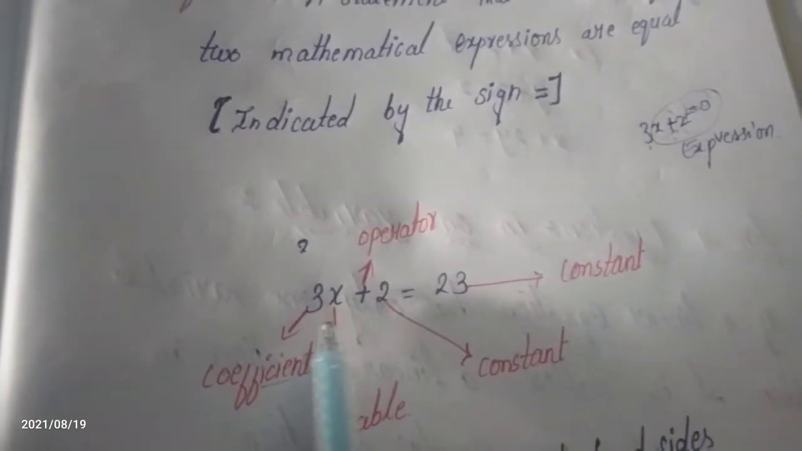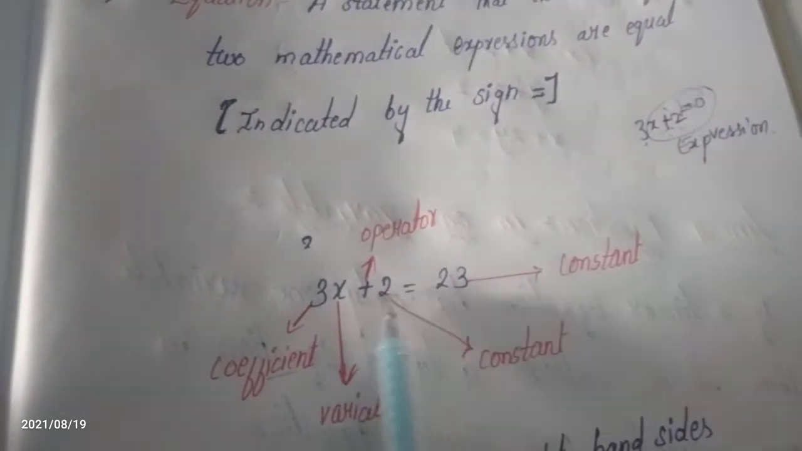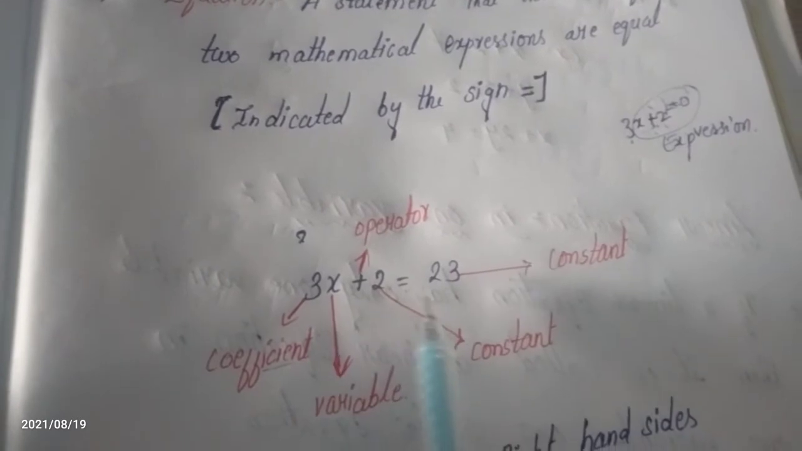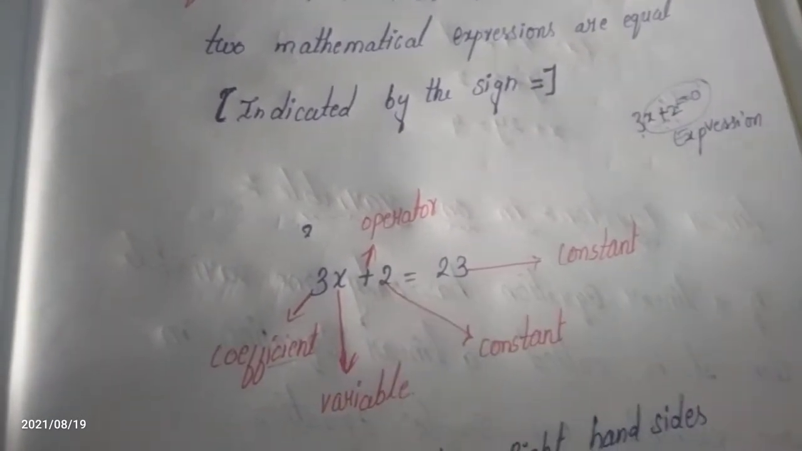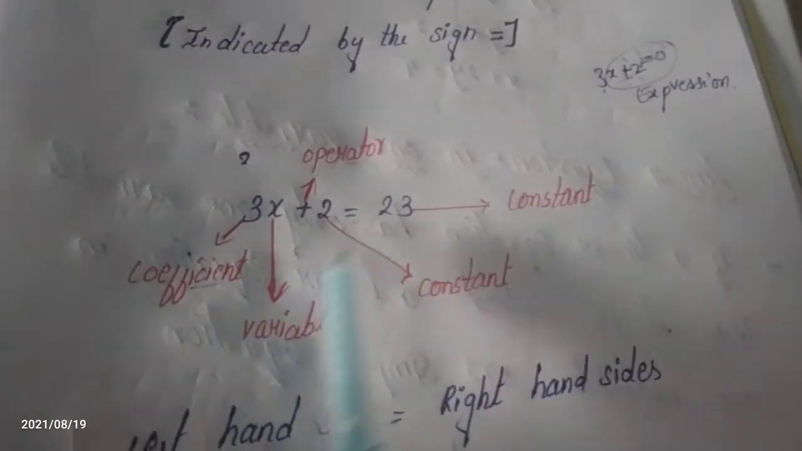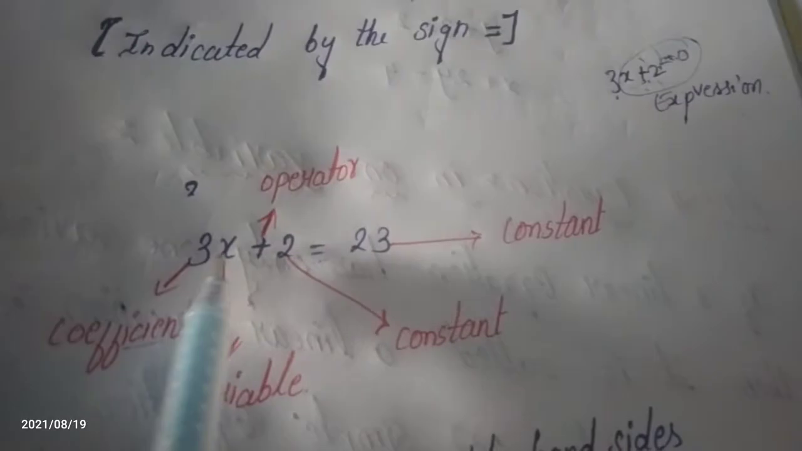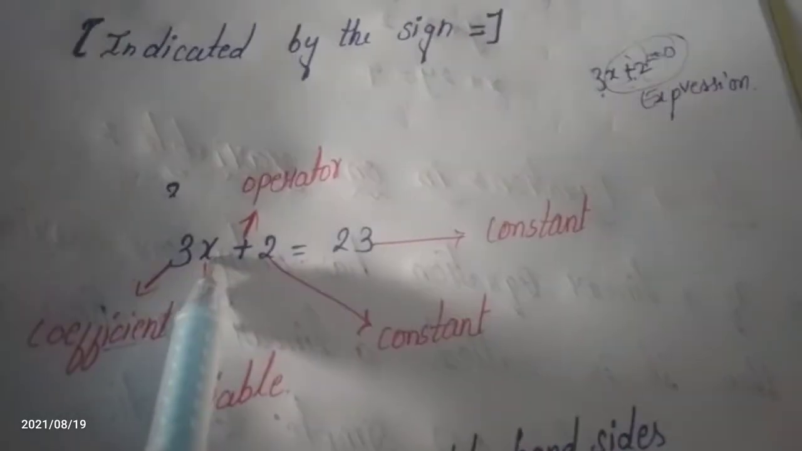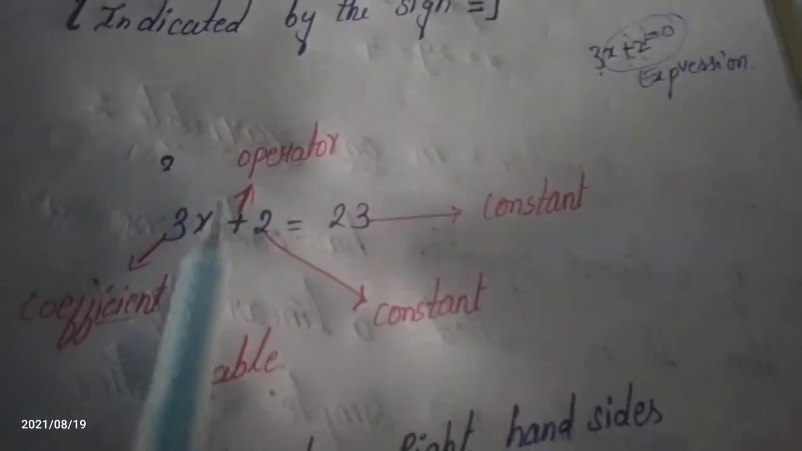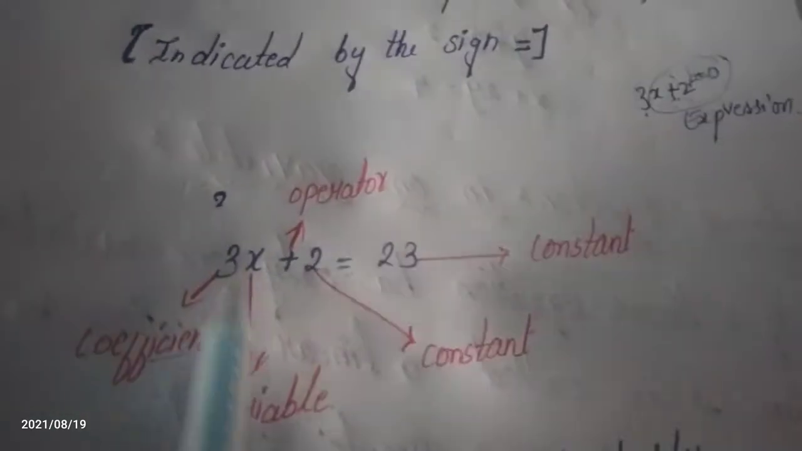What are the names of x, plus and 2 in 3x plus 2? Each time you have to know the names of these parts first. Here 3 is there. 3 is the coefficient of x. x is called a variable. If you have y, that is also a variable, and z is also a variable.